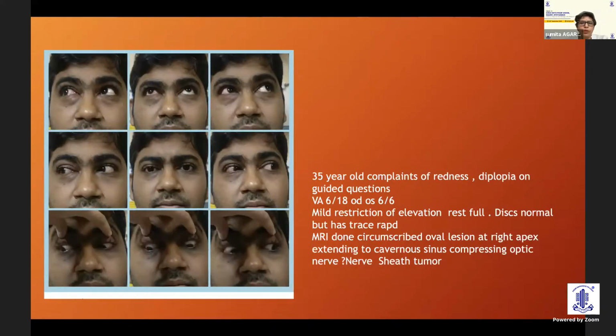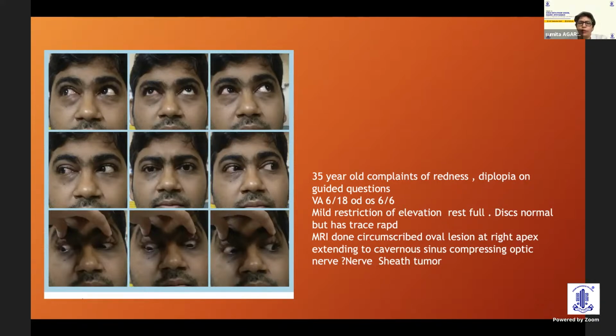So this is a 35-year-old. This is my last slide. The 35-year-old complains of redness, and no other complaint about diplopia. Only on guided questions he says diplopia. And he has a very small exotropia in the right eye, but vision is 6/18 in the right eye and 6/6 in the left. He has no complaints about vision. There is a mild restriction of elevation, but the rest is full.